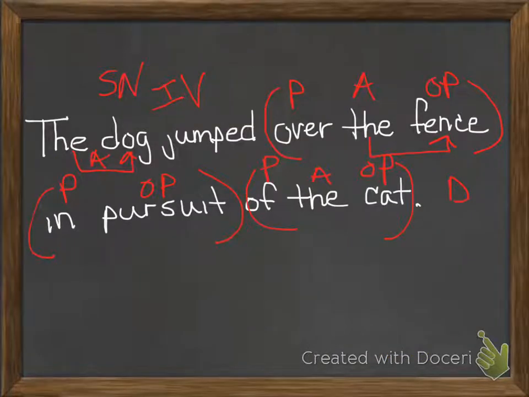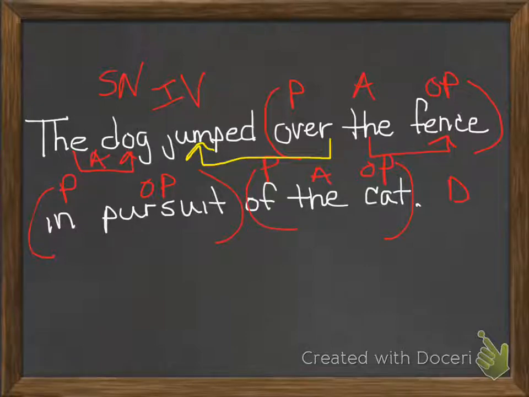Okay? How did the dog jump? No. Where did the dog jump? He jumped over the fence. So it tells us where. So this is an adverb phrase modifying jumped. Okay.